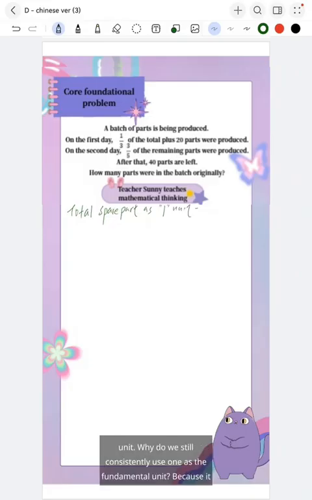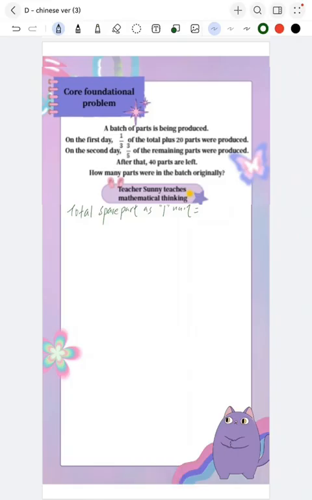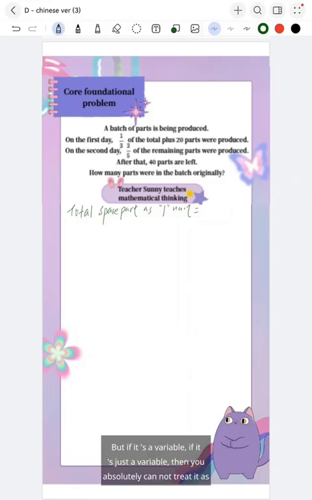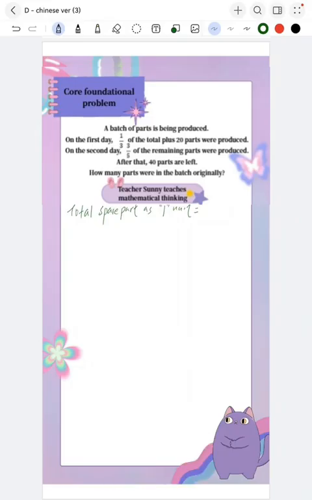Why do we still use one as the fundamental unit? Because it's still essentially a constant. Basically, we always use the constant as the primary unit. But if it's just a variable, then you absolutely cannot treat it as a fundamental unit of 1. Because the unit 1 is a crucial reference value, a significant benchmark, and you cannot just edit this important benchmark at will. All subsequent changes will be compared against this established reference value.